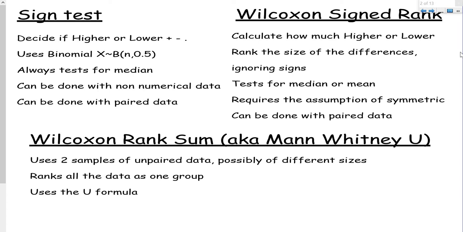For the Wilcoxon rank sum, or the Mann-Whitney U, this uses two samples of unpaired data, and these can sometimes be of different sizes. So you might have 10 pieces of data in your first sample and 6 in the second. You can also do it with the same sample sizes. We rank all the data as one group, and then there's the U formula, which is using the totals and multiplying the sizes of the two groups, m and n. That formula is in the formula book. So that's a recap of the three tests we can be asked to do.